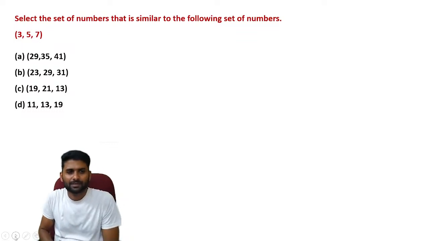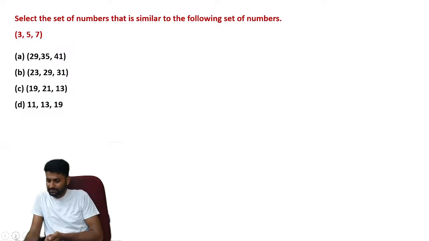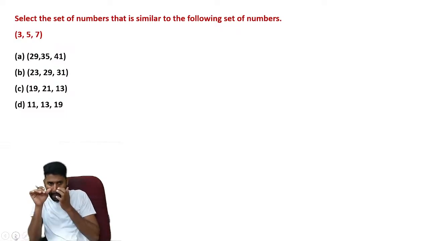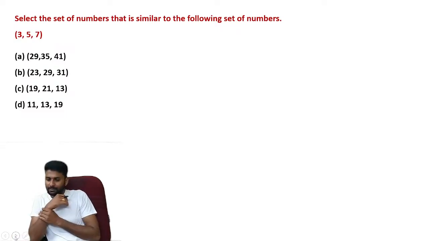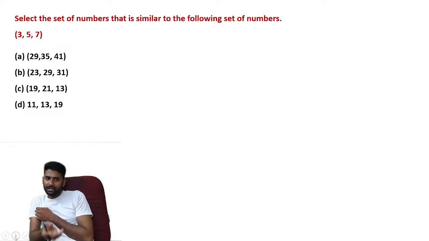Next. Select the set of numbers that is similar to the following set of numbers. Guys, what is the logic for this question? 3, 5, 7. There is one relation there, and one of the options must satisfy the same relation.